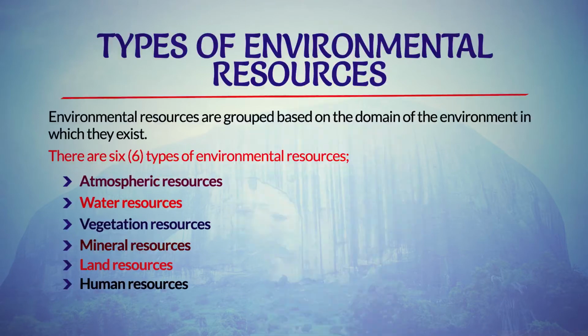Now let's take a look at the types of environmental resources. Environmental resources are grouped based on the domain of the environment in which they exist. And like I said earlier, the domains of the environment are the atmosphere, the biosphere, the lithosphere, and the hydrosphere. Based on this, there are 6 types of environmental resources, and they include atmospheric resources, water resources, vegetation resources, mineral resources, land resources, and human resources. Now let's take a look at them one after the other.